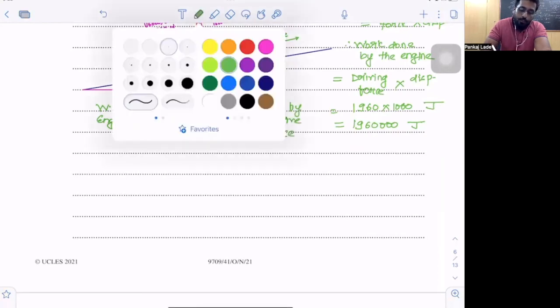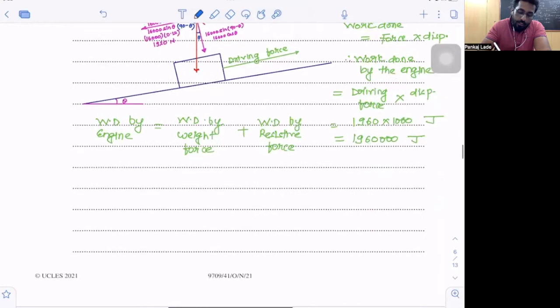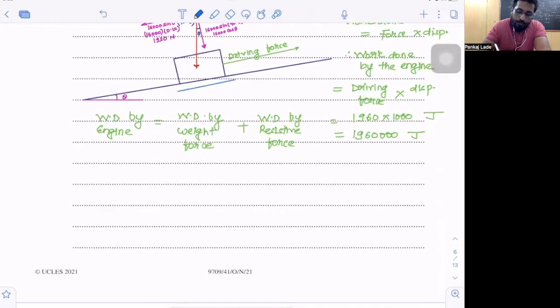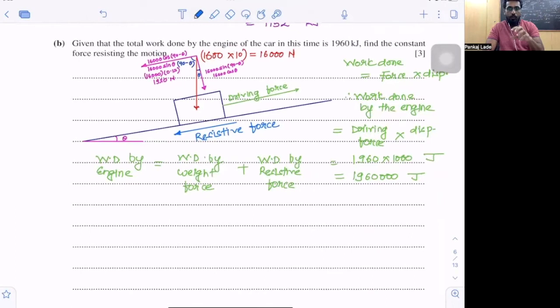Since the body is moving up the plane, the resistive force will be down the plane, opposite to the direction of motion, isn't it? So I will show the resistive force over here. That's the resistive force which is going down the plane. So the work done by the driving force, which is trying to pull the car up the plane, should be equal to the work done by the resistive force and the work done by the weight force.